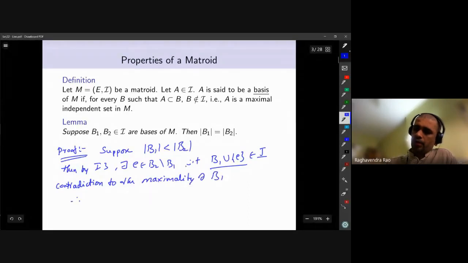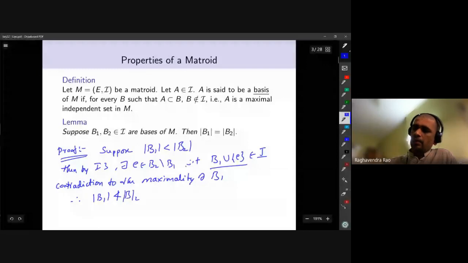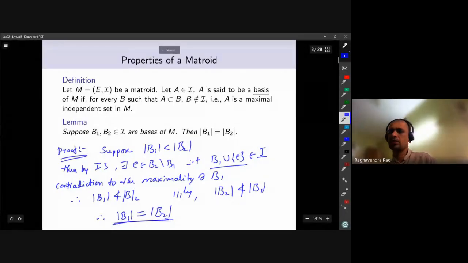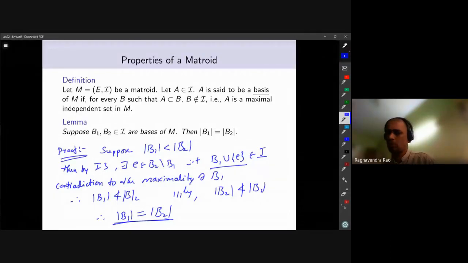So therefore, the cardinality of B1 cannot be less than the cardinality of B2. Similarly, the cardinality of B2 cannot be less than the cardinality of B1. So therefore, the cardinality of B1 must be equal to the cardinality of B2. That's the only possibility because these are natural numbers: either one is strictly less than the other or they should be equal. So this is an important property of a matroid.